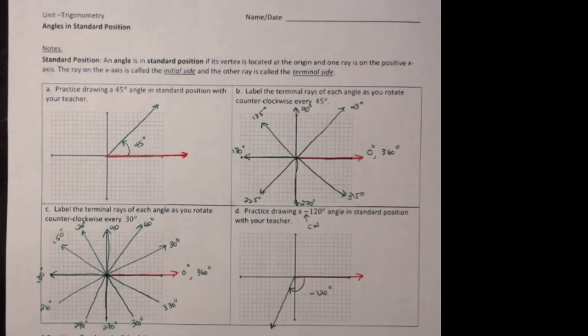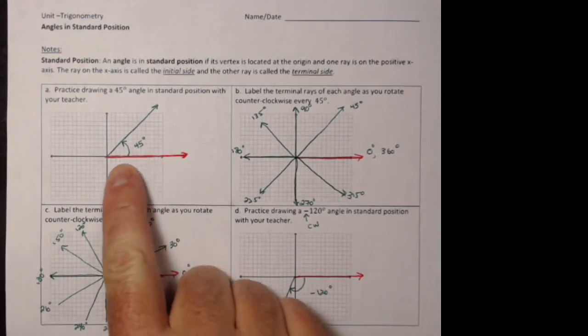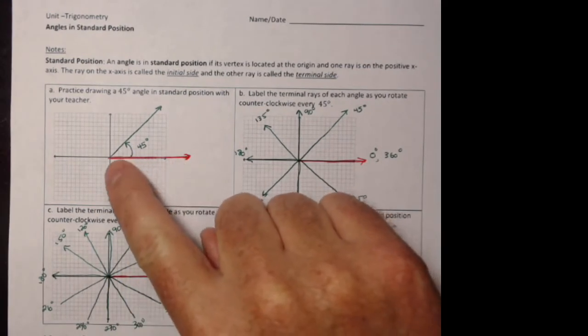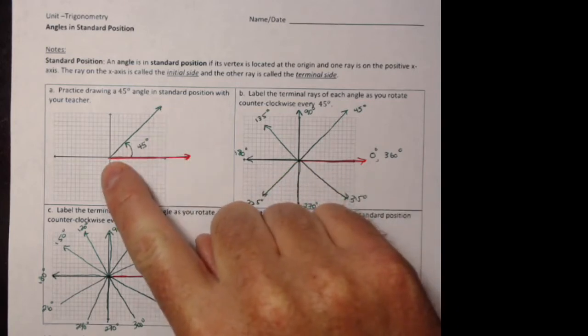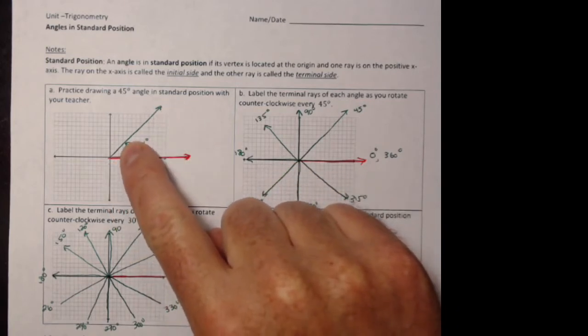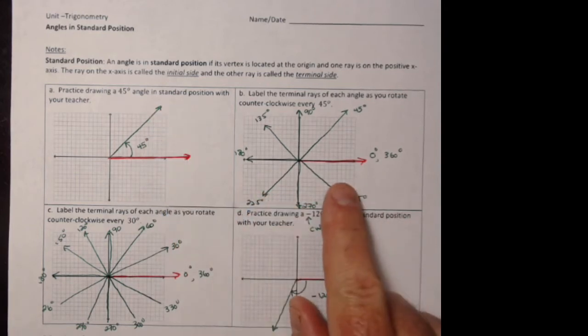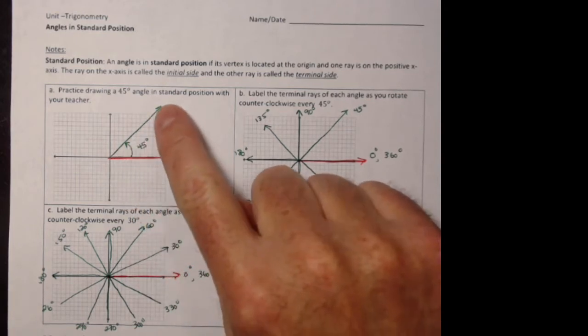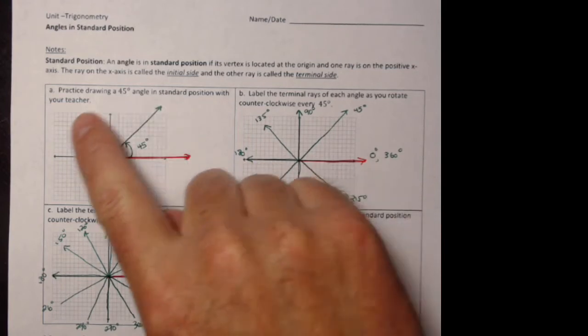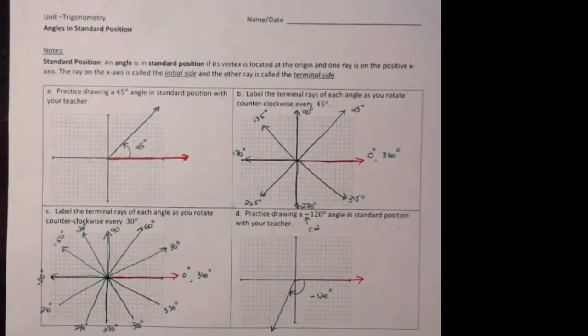Well, yesterday we looked at angles in standard position, and we said the initial ray is always on the positive x-axis, and the terminal ray is the other end of the angle, the other ray of the angle. Depending on the size of the angle, that decides where the terminal ray exists in our four quadrants here.